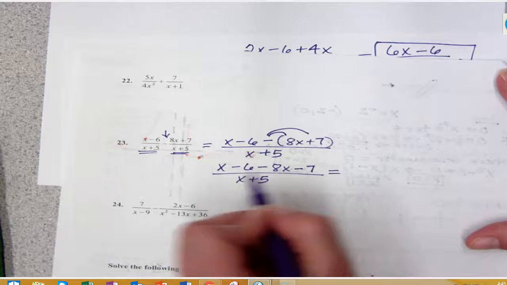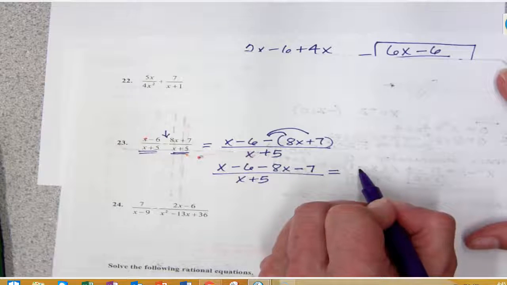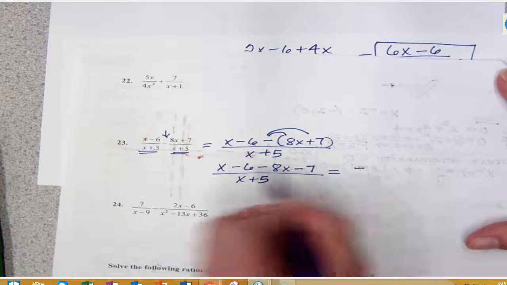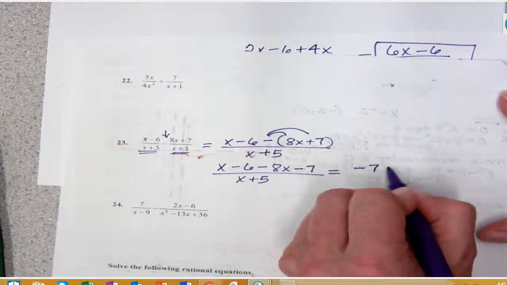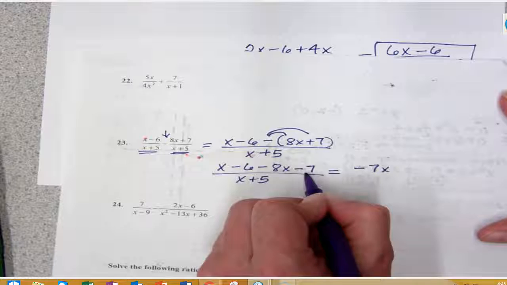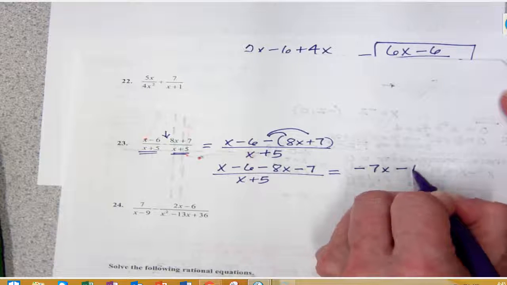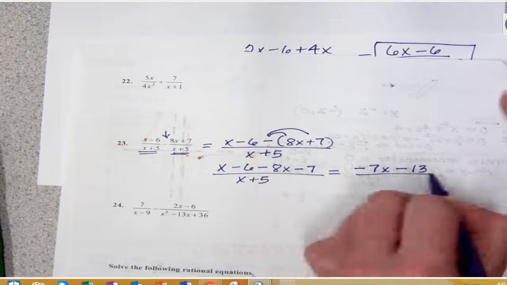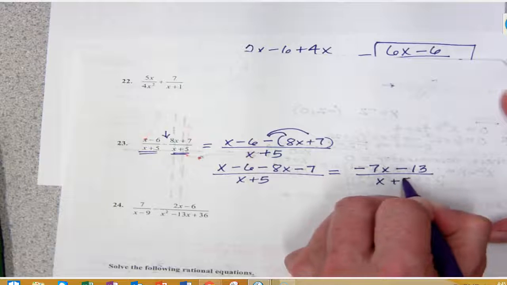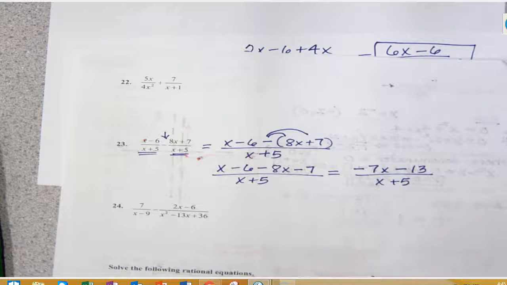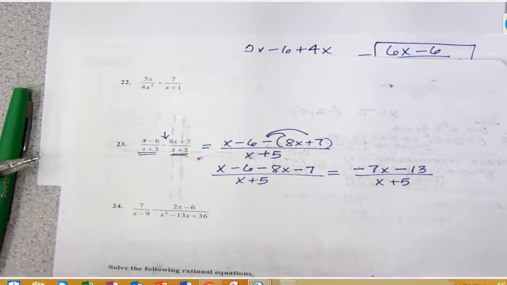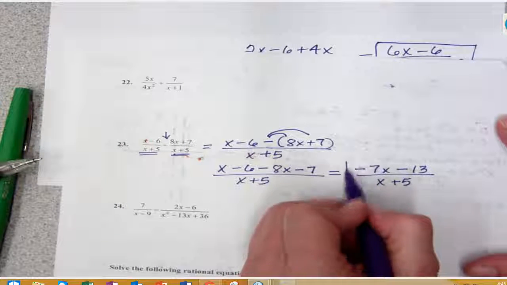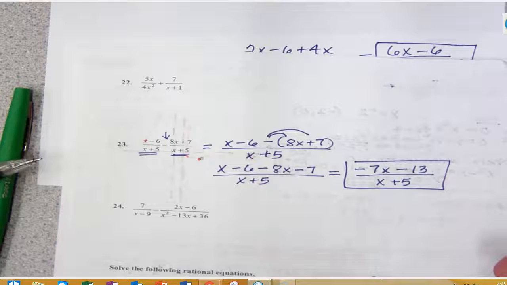Okay, then you combine your like terms, and negative x minus 8x is going to give you minus 7x. Negative 6 minus 7 is going to give me minus 13 over x plus 5. And that is as simplified as you can get that. That's it. That's your answer.